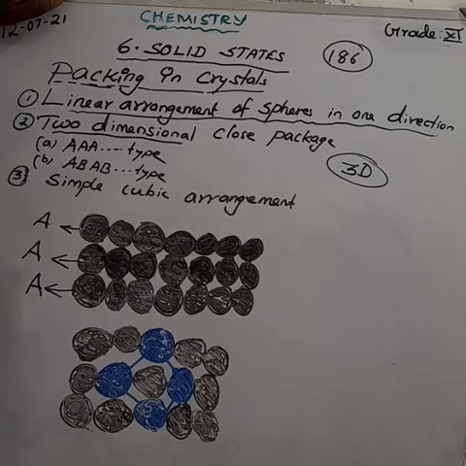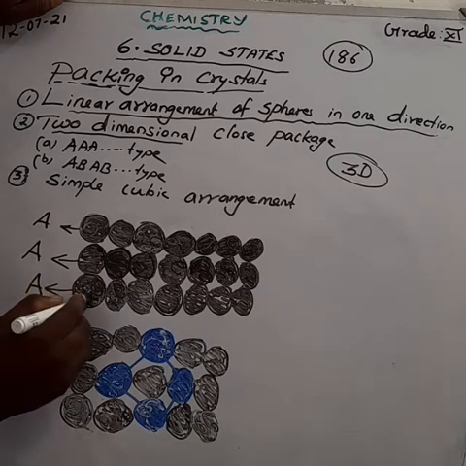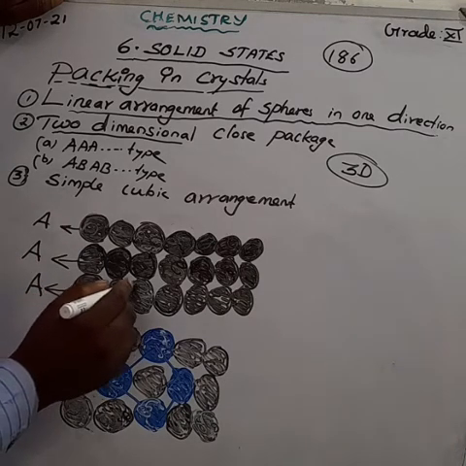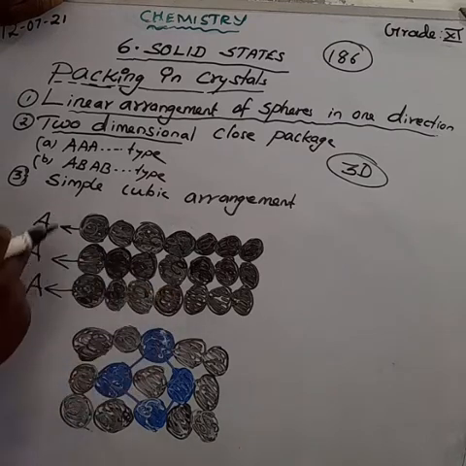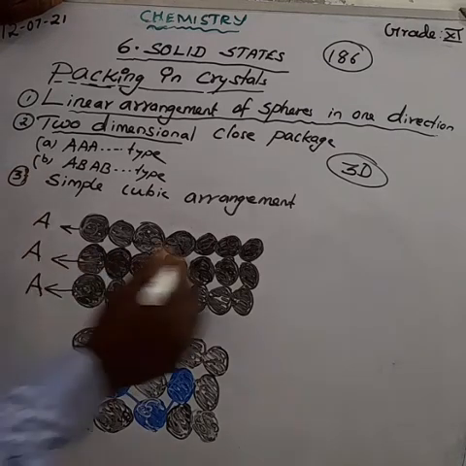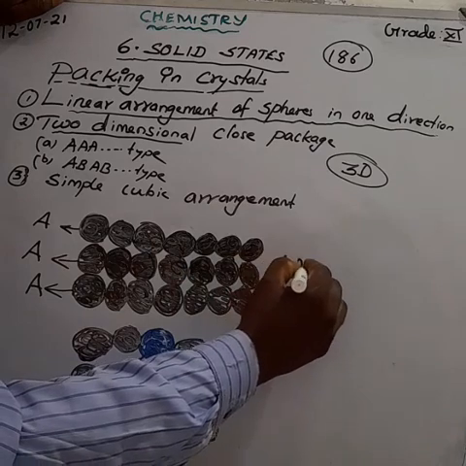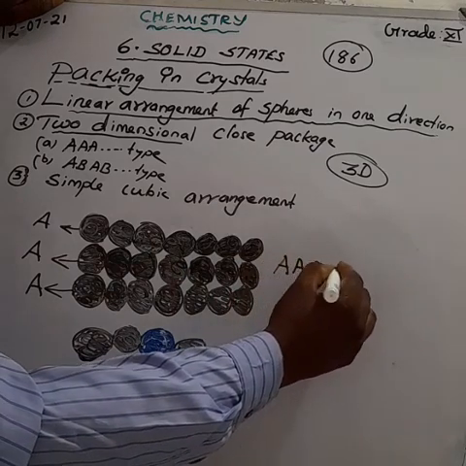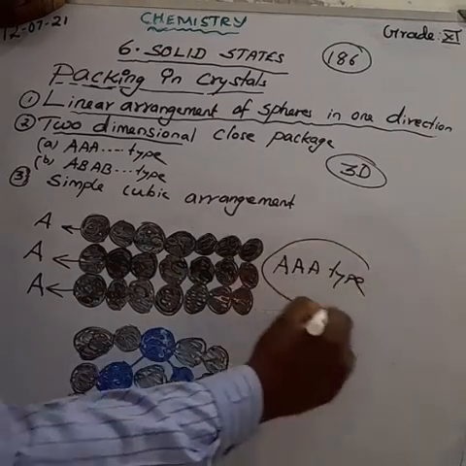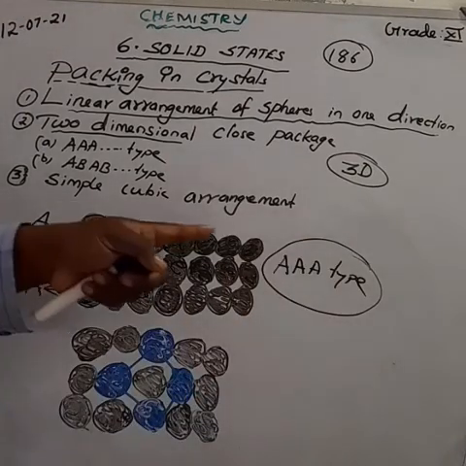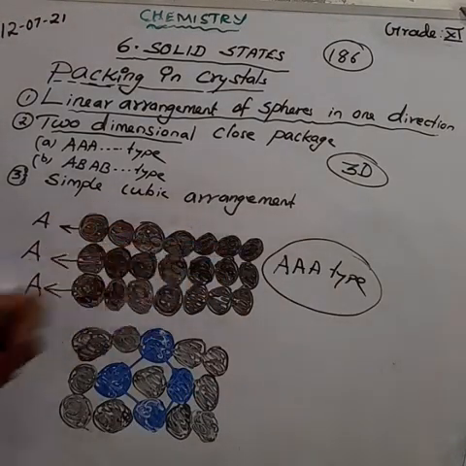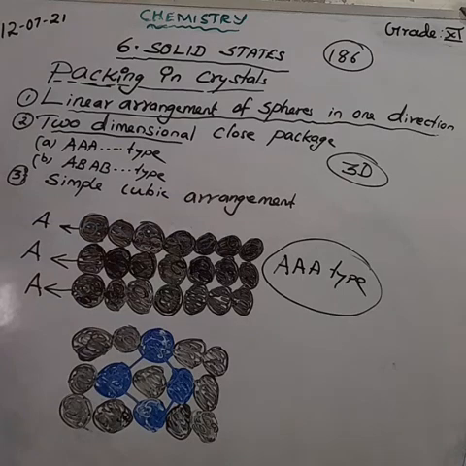The second row spheres are arranged in such a way that they fit in the depression of the first row. In between this gap, we can say, here the first row, the gap only we can draw it on. Here also this gap. Can you understand? Fit in the depression of the first row. The second I mention like that B.